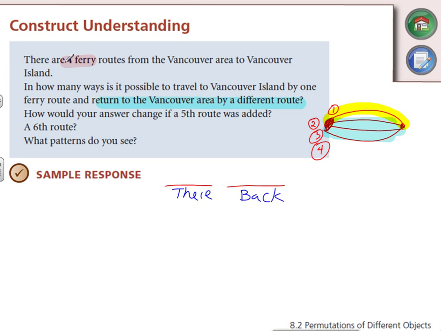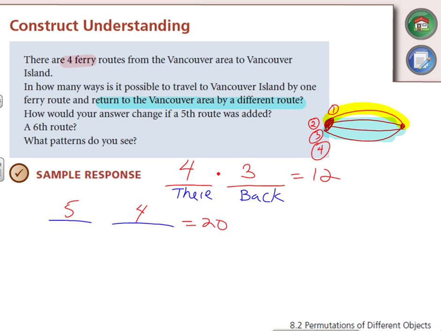And let's put down how many options we got. On the way there, I've got 4 options. On the way back, can't use the same one. 3 options. 4 times 3, that gives us 12 different possibilities. Now, if a 5th route was added, same thing. There, back. On the way there is now 5. On the way back, it's 4. 5 times 4, there's 20.